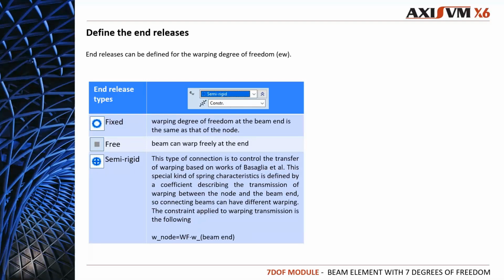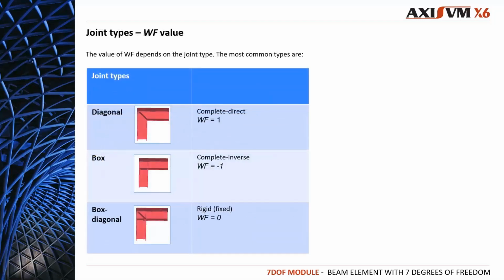Imagine a beam to column connection where only the web of the beam is connected to the column with a connection plate. So the flanges of the beam are free to rotate due to the warping effect. And the other option is the semi-rigid. So the third option is a semi-rigid setting, with which different kinds of joint type behaviors can be represented through a dedicated coefficient, which is WF in Axis. And the mechanical meaning behind this warping transmission coefficient is that certain types of connections show different behavior when they transfer torsion effect from one end of a member to another.